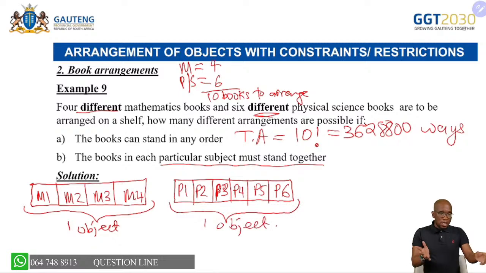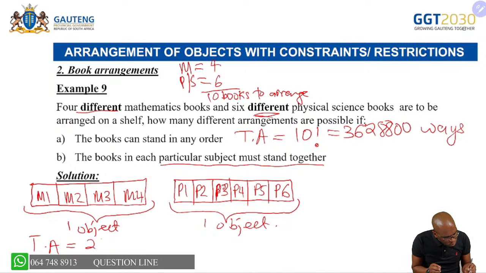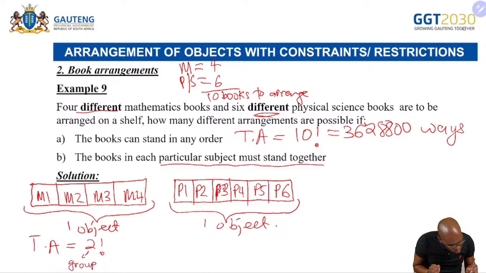Now if you check, because they are grouped together, you can arrange group 1 and group 2. You start with group 1, then group 2, or you can start with group 2, then group 1. So there is an arrangement of the groups of books. Since we have 2 groups, it would be 2 factorial ways. The 2 factorial is for the groups.